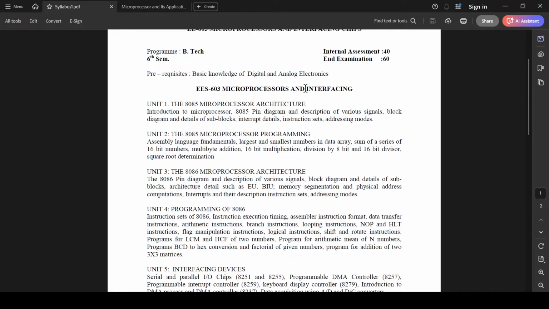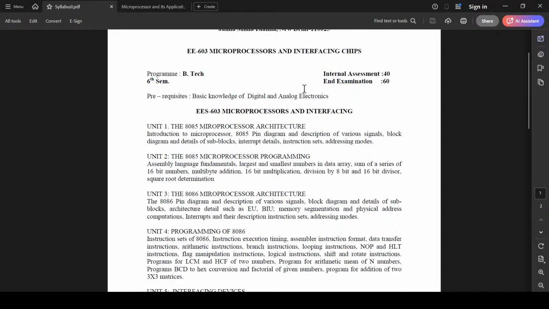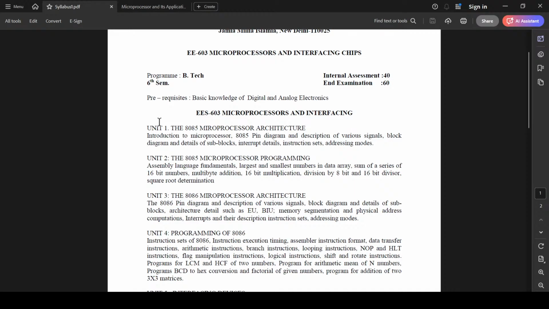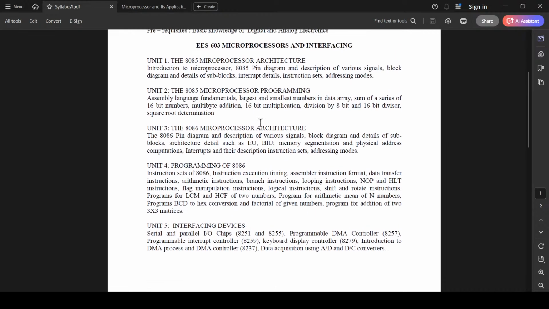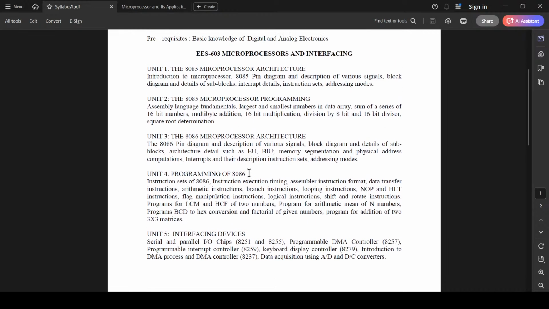We are going to study a very old microprocessor, that is 8085 and 8086. So this is the syllabus we are going to follow.